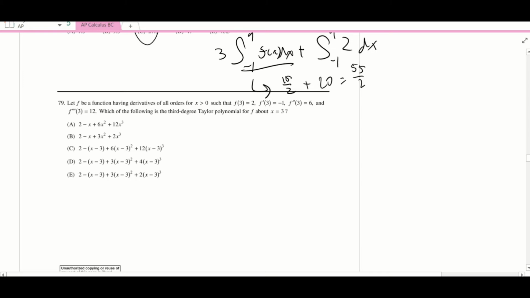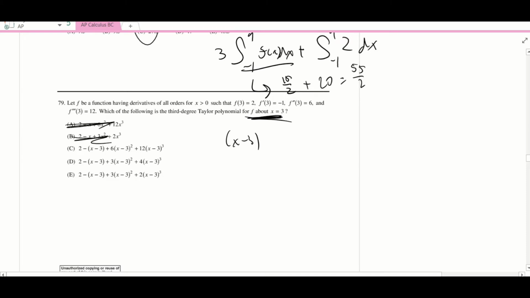Let f be a function having derivatives of all orders for x greater than 0, such that f of 3 equals 2, f prime 3 is -1, f prime prime 3 is 6, and f prime prime prime 3 is 12. Which of the following is a third degree Taylor polynomial for f about x equals 3? Okay, since it's about x equals 3, we know that the term raised to the increasing powers is going to be x minus 3. So we can already eliminate A and B.